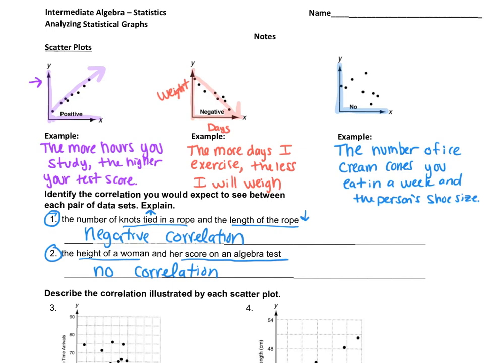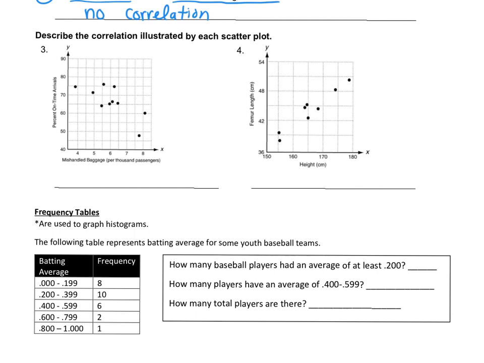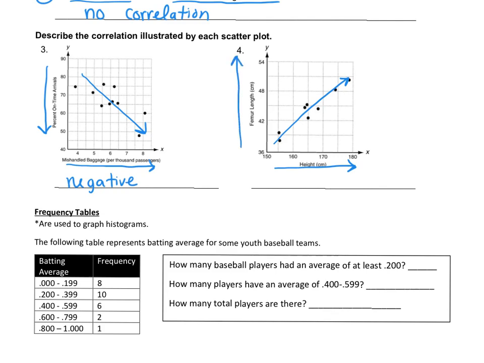So let's scroll down and now we're going to look at some graphs and we're going to say whether they're negative or positive correlation. So if I look at 3 and 4, in number 3, I can see that in general my data is trending downward. So this is going to have a negative correlation because as my x's are getting bigger, my y's are getting smaller. In number 4, we're seeing the opposite. I'm seeing an increase. So it's saying as your height increases, so does your femur length, which would make sense because typically your legs are going to be longer if you're taller. So that's going to be a positive correlation.